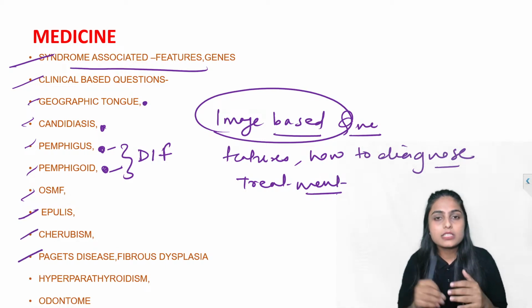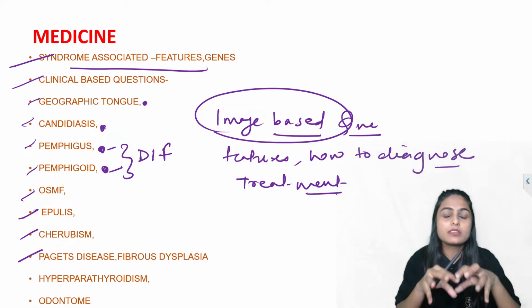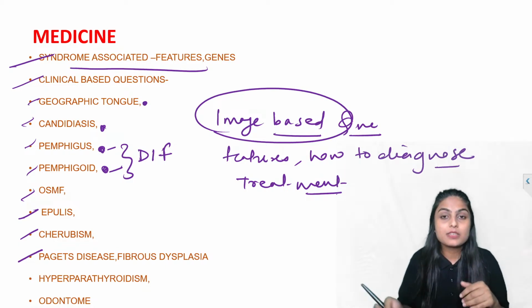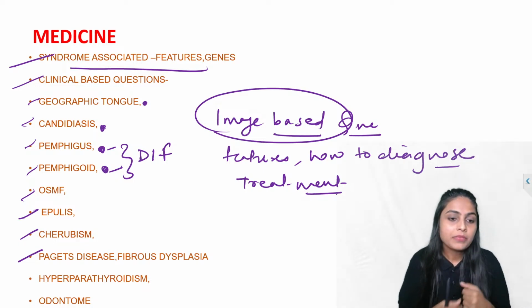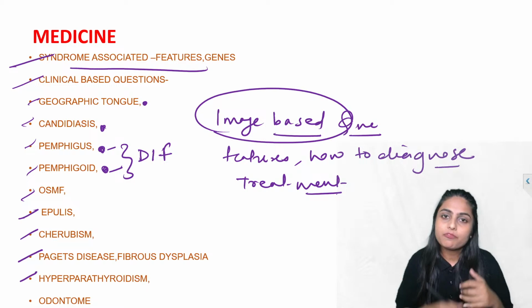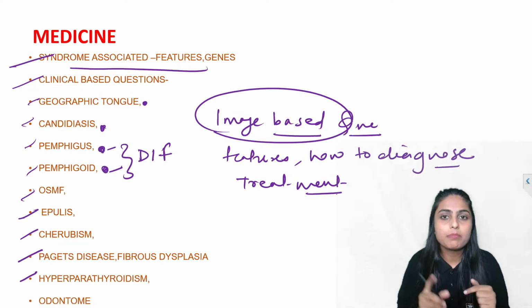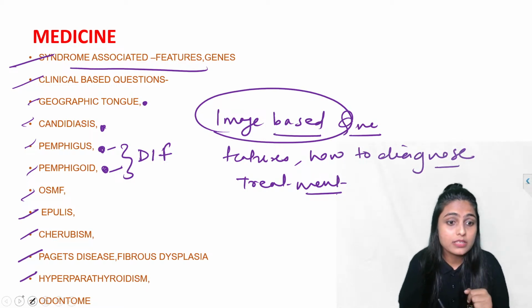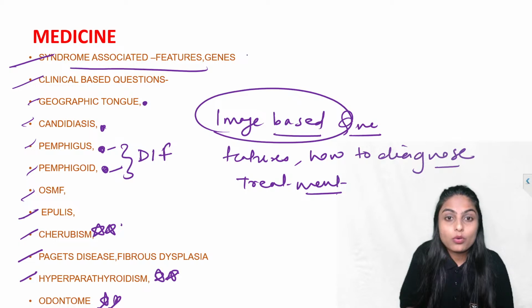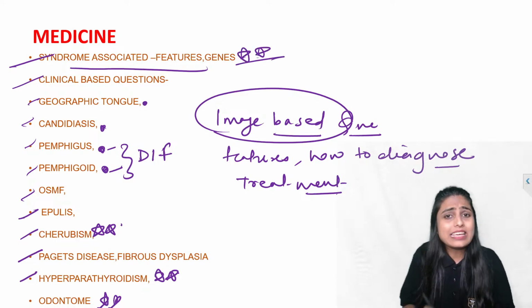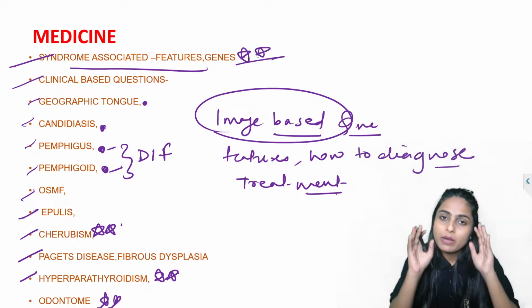Paget's disease, fibrous dysplasia: what is the radiographic appearance in both? Fibrous dysplasia shows four radiographic appearances. You need to know that. Hyperparathyroidism: frequently asked questions are based on hyperparathyroidism. Odontome is also a frequently asked question. So odontome, hyperparathyroidism, cherubism, and syndrome-based questions: these are the topics that you must know.